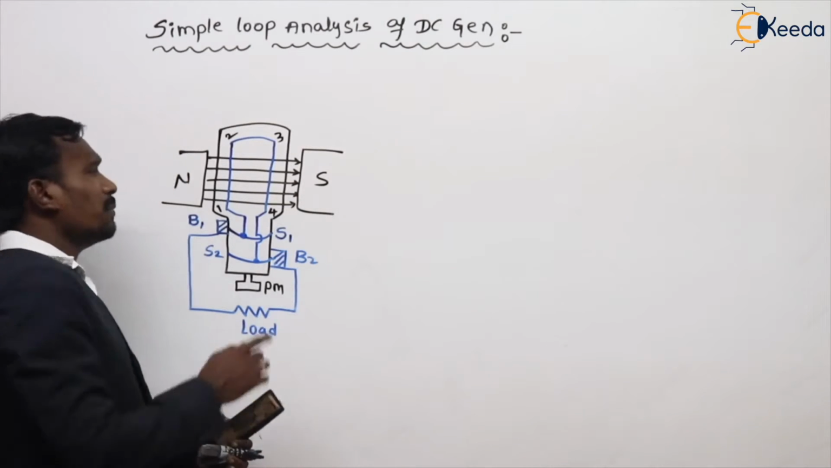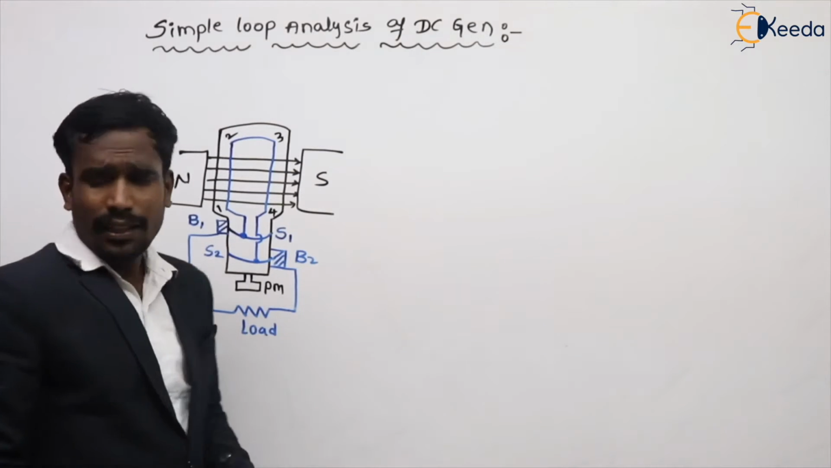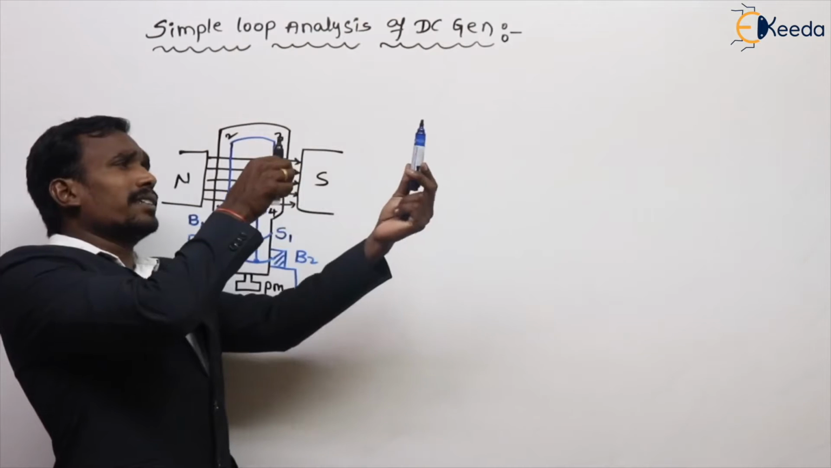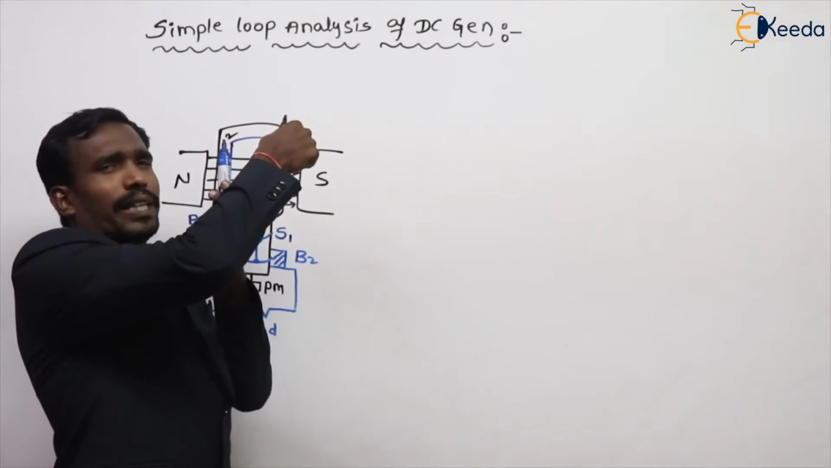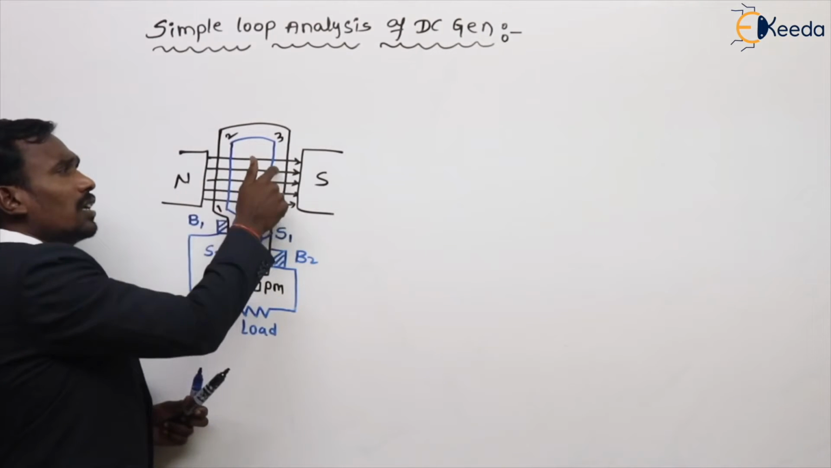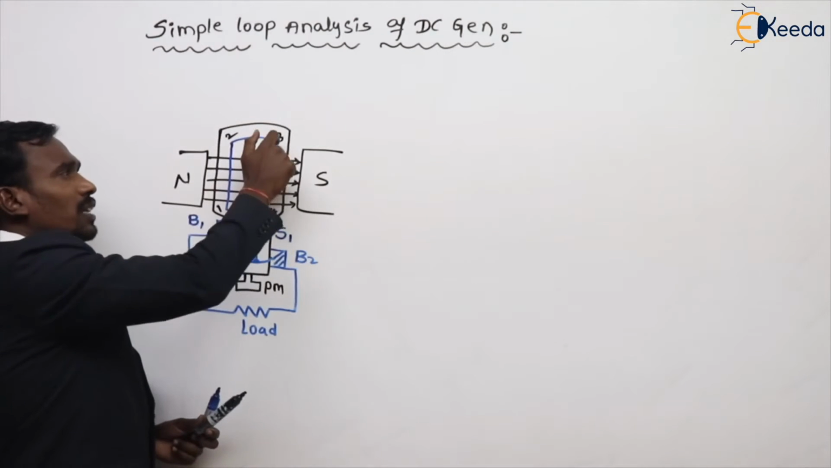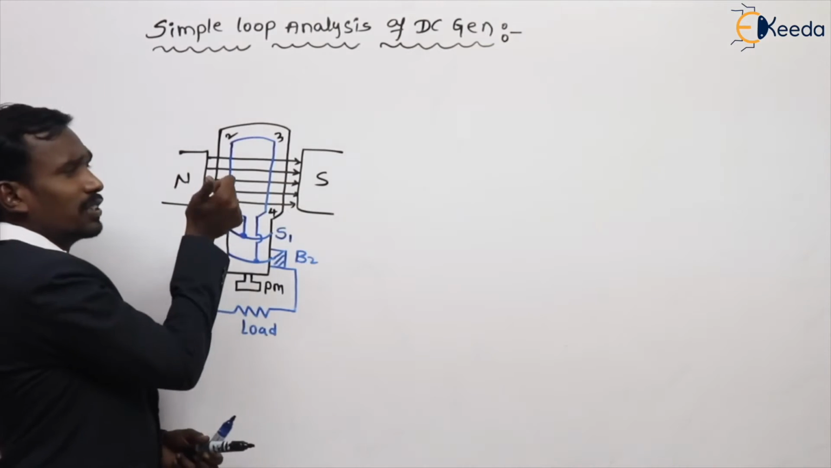See, what is the EMF induced in the conductors? For example, here my conductors are rotating like this. These are two conductors, and they are rotating like this. Nothing but here the second conductor is outwards and this conductor is inwards. First and second conductor is outwards. Third and fourth conductor is inwards. So here the conductor direction is outwards.